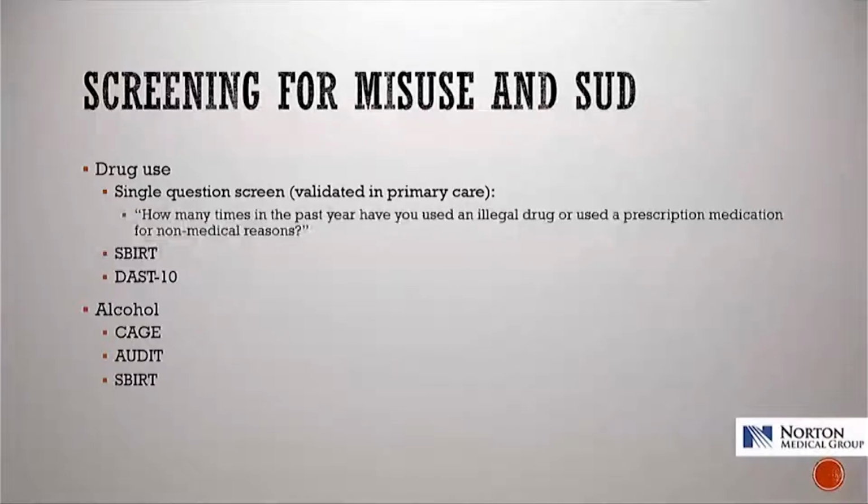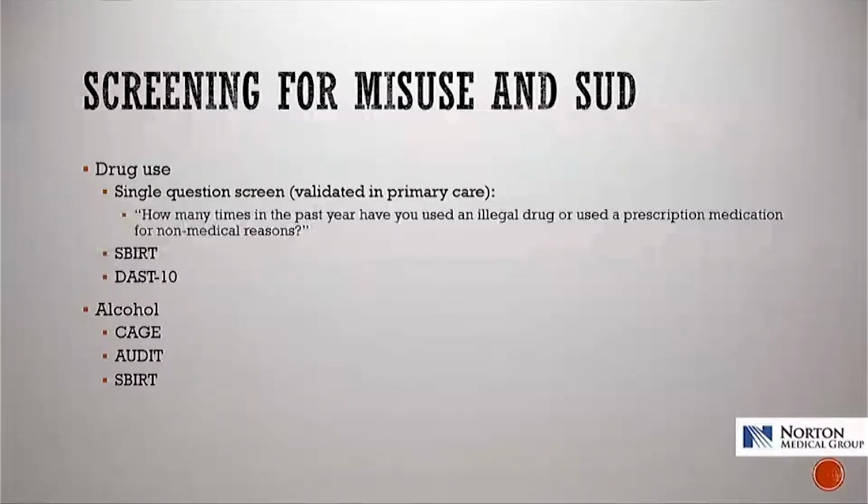The DAST-10 is a little bit longer. For alcohol, CAGE, AUDIT, and SBIRT are all options for screening for substance use disorder or harmful use in the primary care setting.